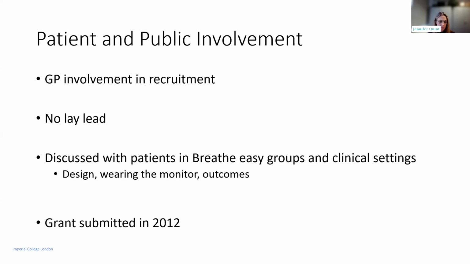We did focus groups with some patients through Breathe Easy groups, in addition to talking to patients across a variety of respiratory clinics, to see if they were on board with the concept, the need for the study, and whether they'd be prepared to carry a personal pollution monitor around with them to take part in the study. This was 2012. We did not have a lay lead. We probably would have had significantly more patient and public involvement if we were to do the study again now, but did what we were able to do at the particular time. We involved GPs very much also in terms of the design, because they were essential in terms of recruitment of people to the study.